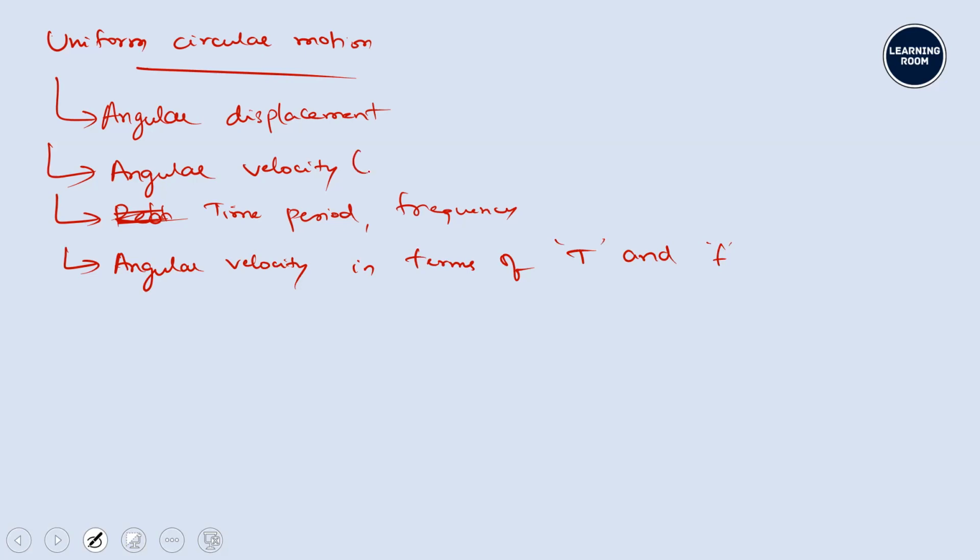So angular velocity was omega. So how did we write omega? Omega is equal to 2 pi divided by capital T, where T is the time period, or omega is also equal to 2 pi into f. And what was the SI unit for this? Radians per second, right?